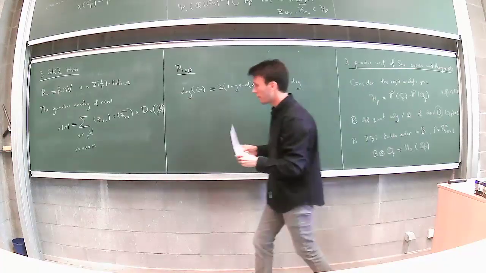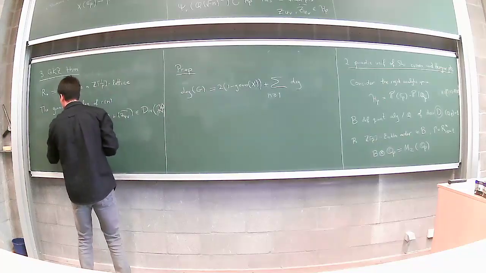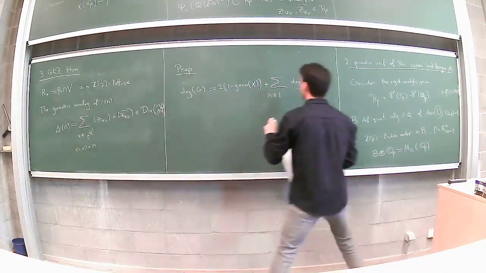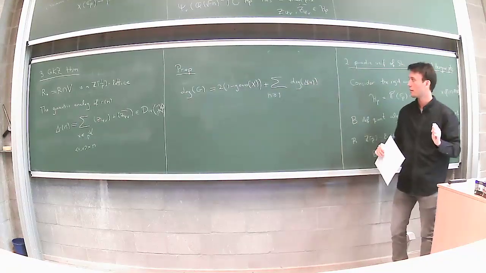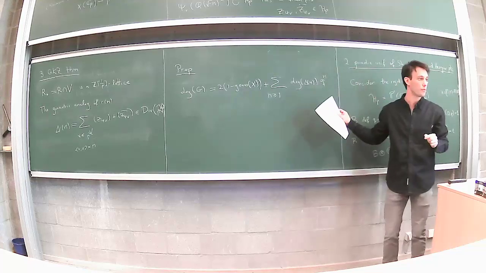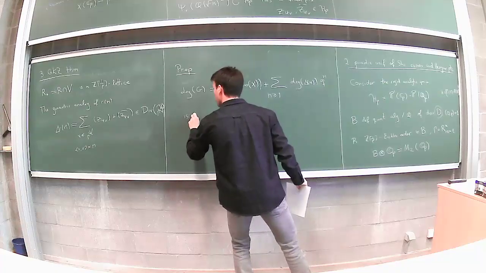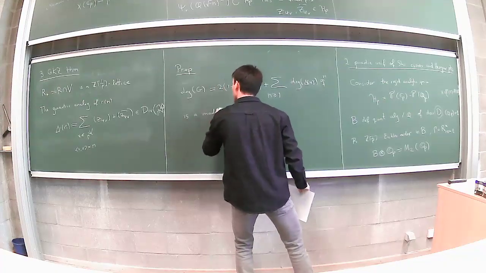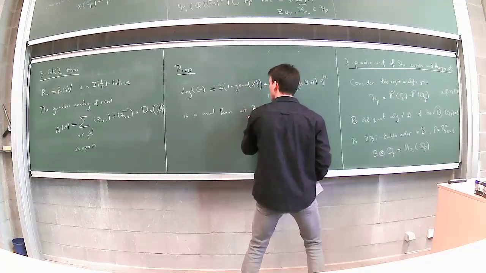Oh, sorry. I don't want to call this Rn, I want to call this delta n. Sorry for that. The degree of the divisors delta n times p to the n. This is a modular form. It's a modular form. In this case, it has weight 3/2.